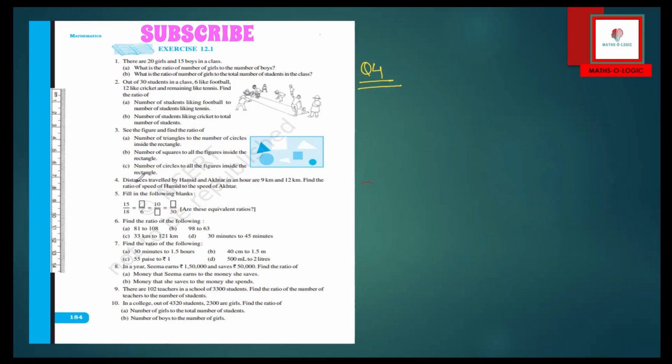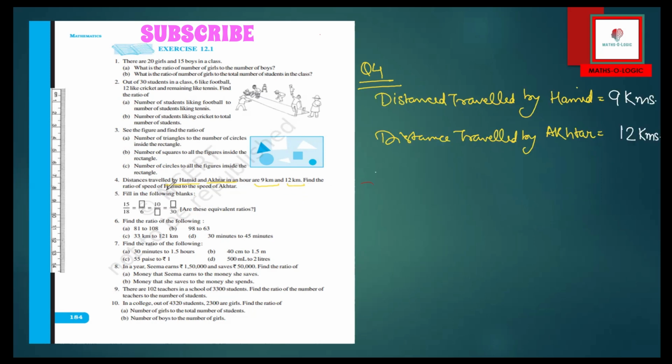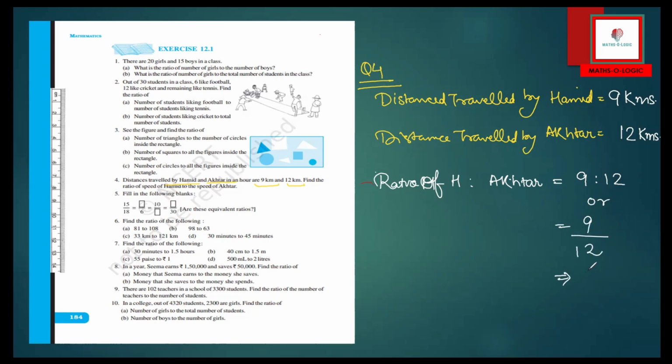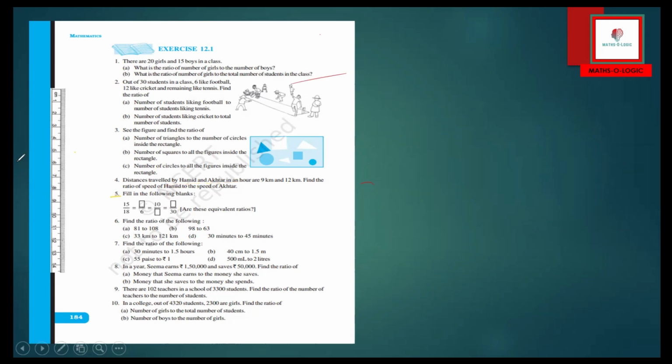Now let's move to question number 4. It says the distances traveled by Hamid and Akhtar in an hour are 9 kilometers and 12 kilometers. Fine. So find the ratio of the speed of Hamid to the speed of Akhtar. So अब हमें क्या करना है, इनका रेशियो निकालना. So the ratio of Hamid to Akhtar is 9:12, or I can write it as 9/12, further reduced to 3/4. So 3:4 is my answer.